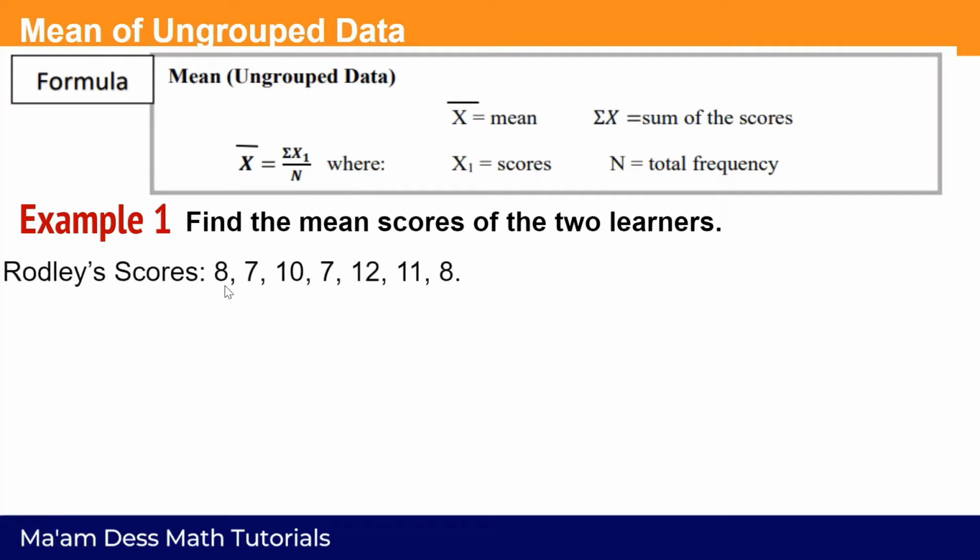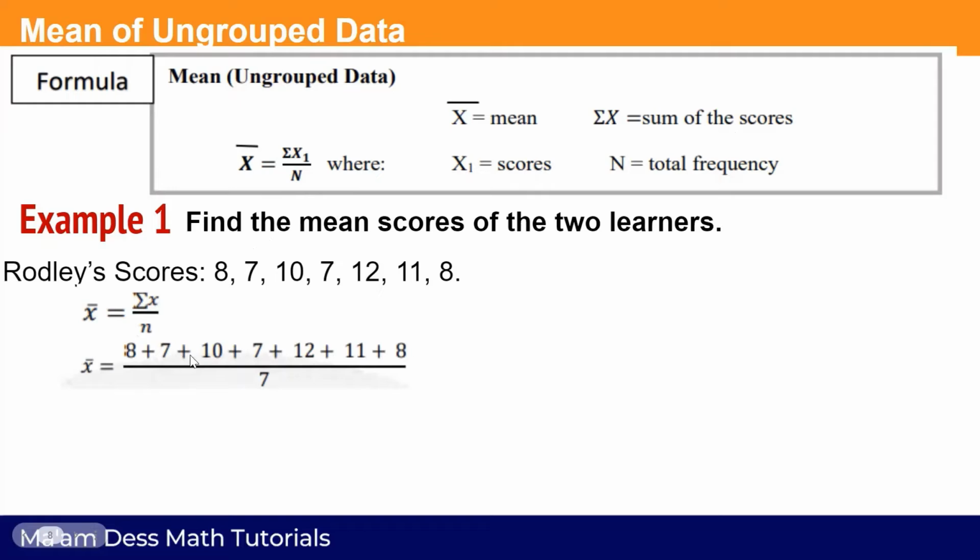Rodley's scores are 8, 7, 10, 7, 12, 11, and 8. Using the formula x bar is equal to summation of x over n, you add 8 plus 7 plus 10 plus 7 plus 12 plus 11 plus 8, which is equal to 63, and divide it by 7. So we have 9. The mean is equal to 9.